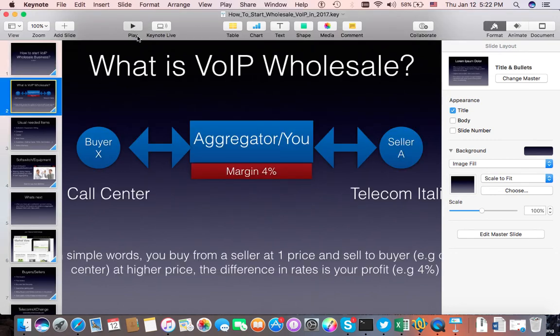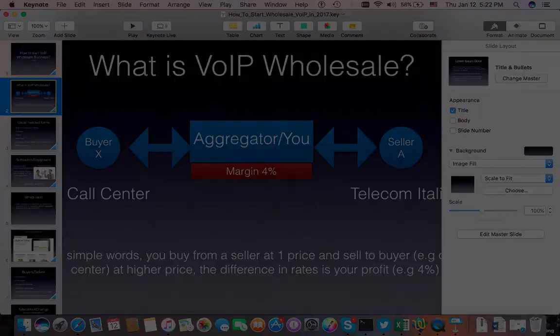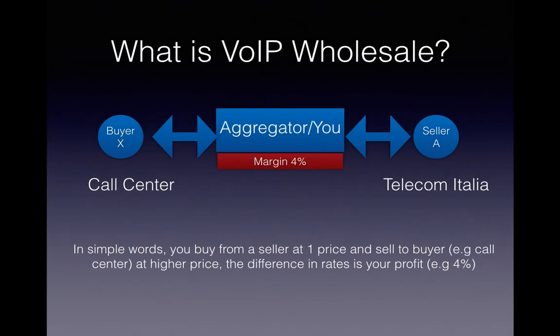So first of all, what is VoIP wholesale? In simple words, you buy from a seller at a price and sell to a buyer at a higher price. Let's say the buyer is a call center and the seller is Telecom Italia in this case, and you're buying Italy mobiles at 10 cents and selling it to the call center at 10 cents plus 4%, so let's say 10.04. Your margin is 4%, that's the profit you will be making.